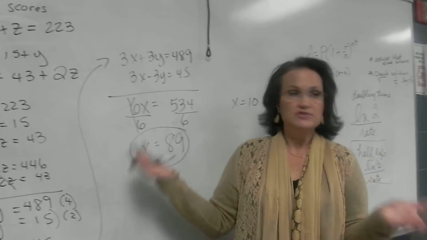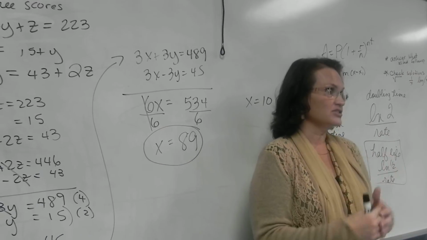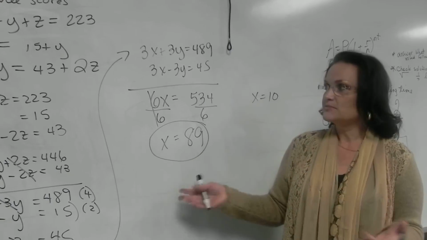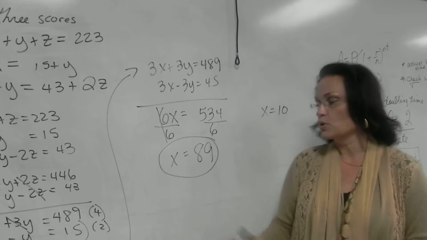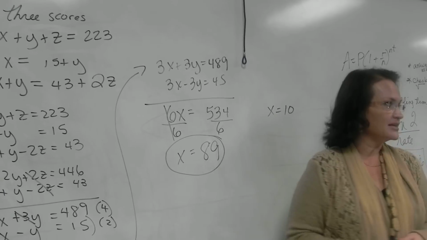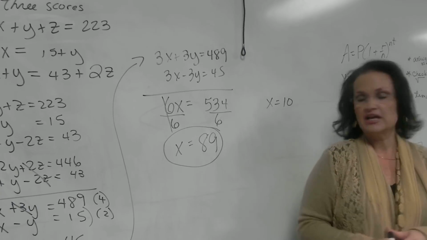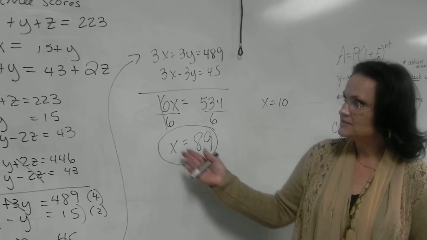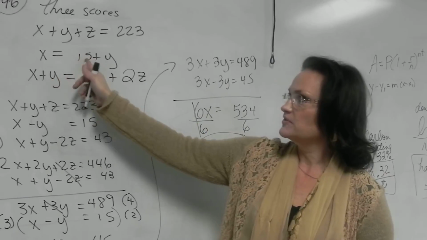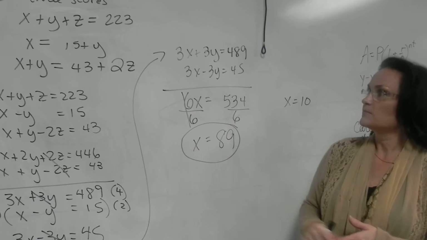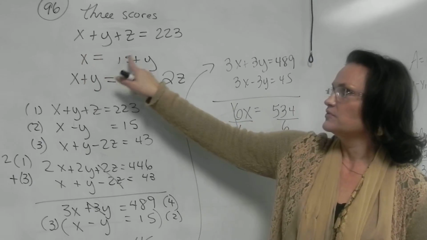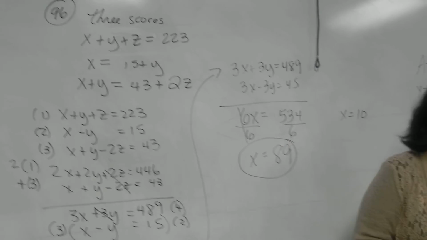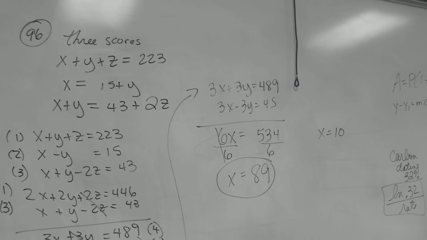So just by chance, it worked out that I had actually just solved for the first score. Sometimes you have to follow up and find y and z, but here it just says find the first score. So x is 89, so that is the final answer. The first score is 89. We could then go back and plug in 89. x would be 15 plus y, so if we plugged in 89 for x over here, 89 would equal 15 plus y. We can solve that, or the other scores if asked.